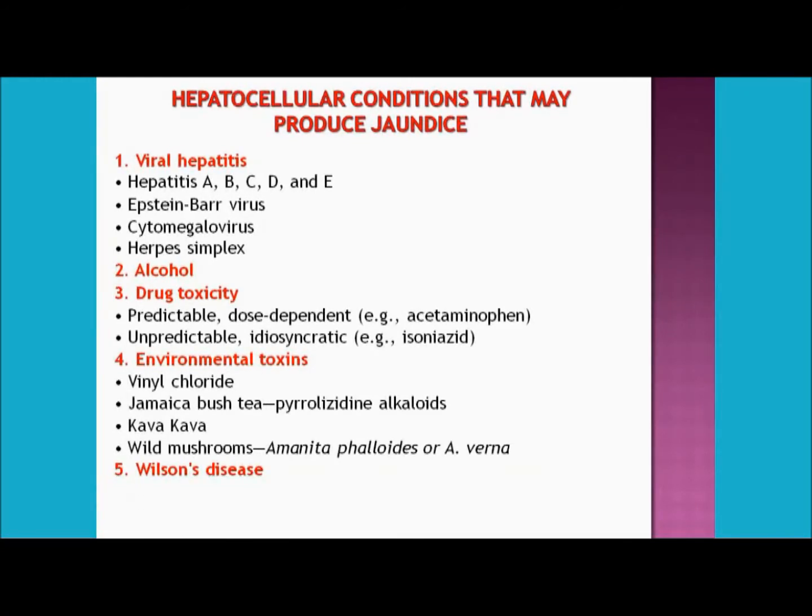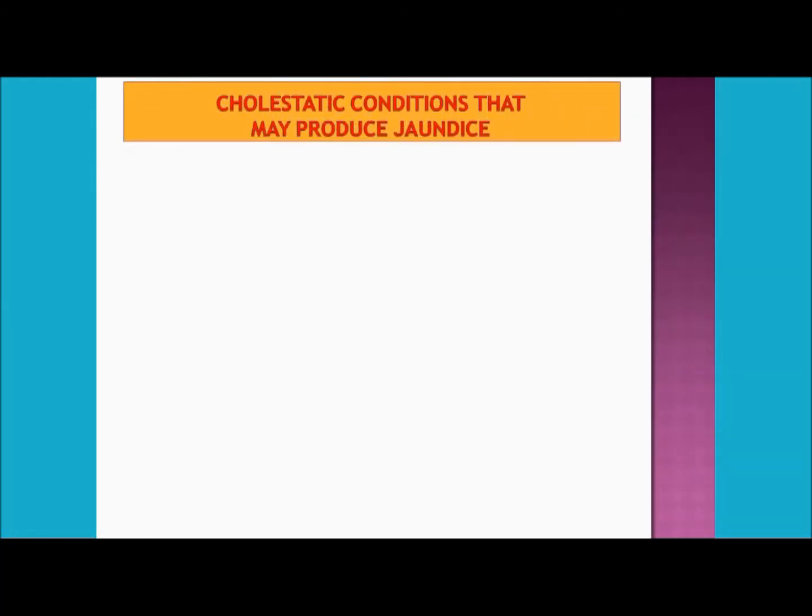The next one is Wilson's disease and autoimmune hepatitis. In these conditions, jaundice can get induced in a normal human being, right? Now the cholestatic conditions that may produce jaundice. So what is cholestatic? We all know it is the decrease in bile flow.